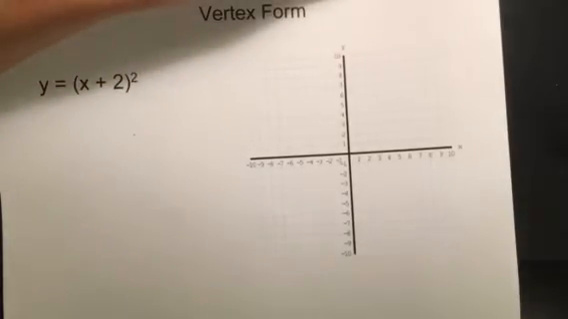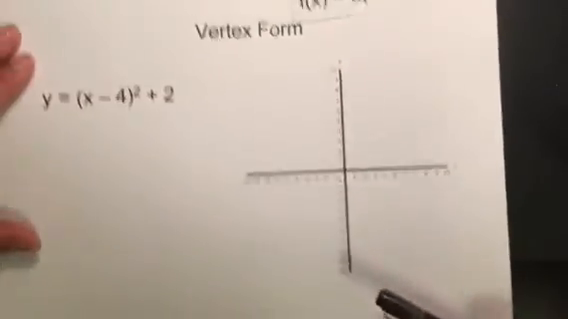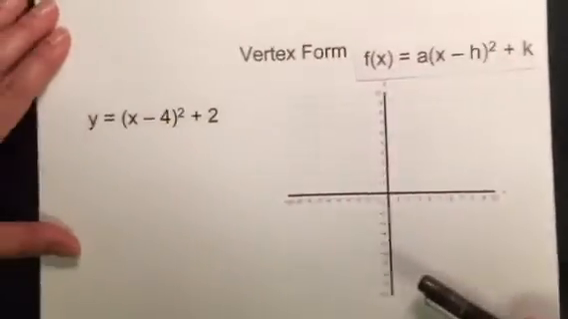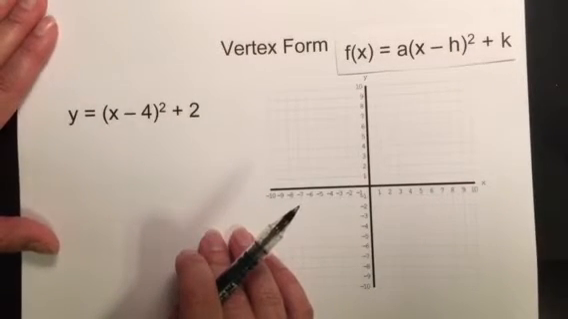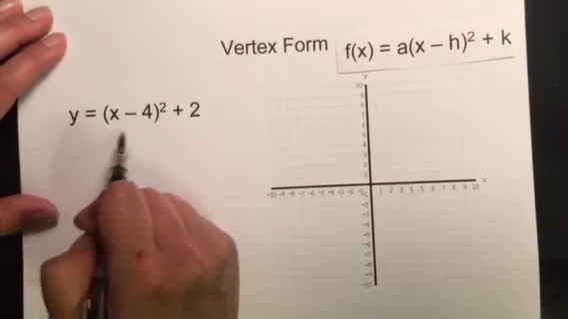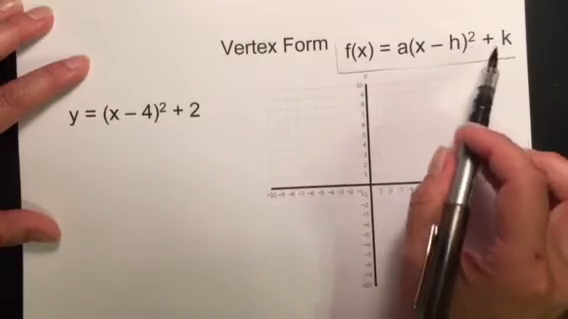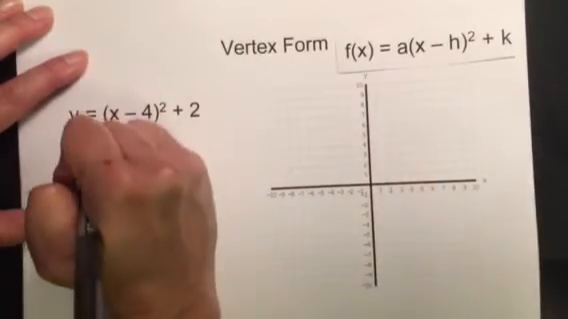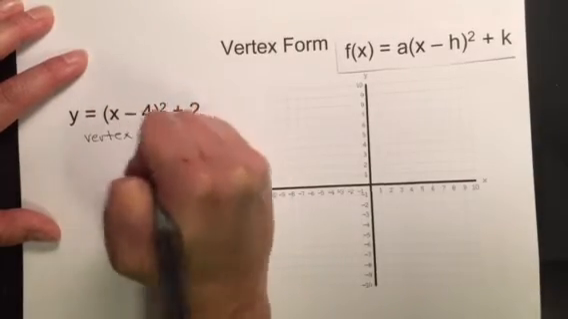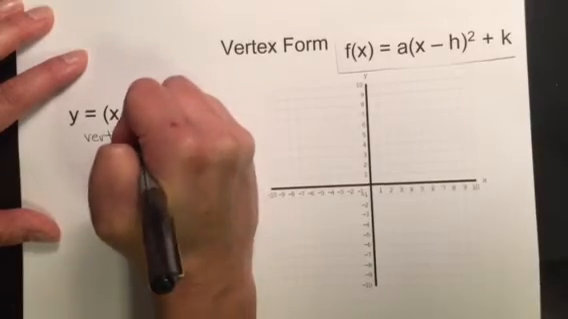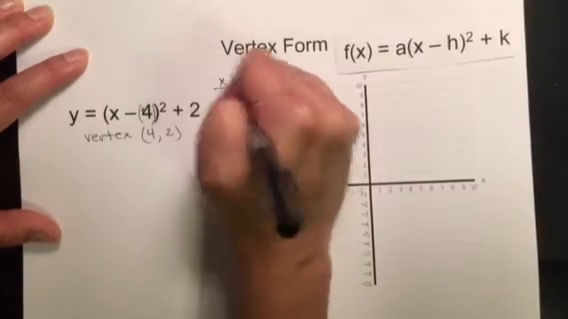Okay, next example. Go ahead and go on to this one. All right, so now we finally have an example where we have both an H and a K already in the problem. So I'm going to look at this problem, and I'm in vertex form here. So my vertex is going to be 4, 2. Again, remembering that that negative is part of the original equation. So I'll make my table.